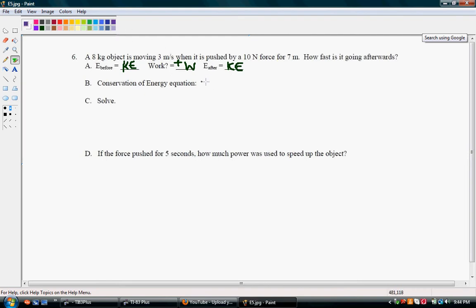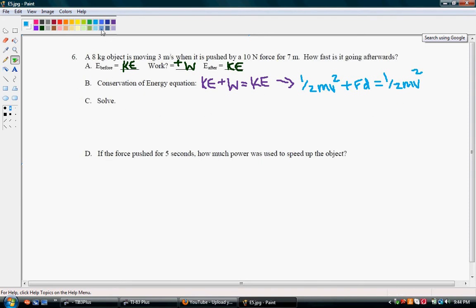So the conservation of energy equation is going to be KE plus work equals the kinetic energy afterwards. And since it's positive work, we're going to have more kinetic energy here than we did to begin with. So we're going to plug in what we know the equations are for kinetic energy and for work. So here, and I'll change colors real quick. Kinetic energy is 1/2 mass times velocity squared. And then we have plus work, which is force times the distance. And that equals the kinetic energy afterwards, which is 1/2 mass velocity squared.